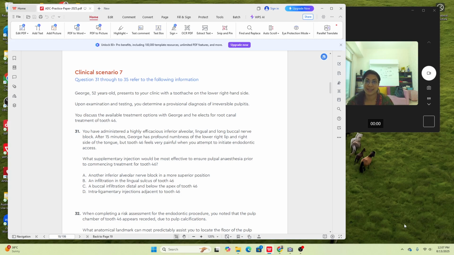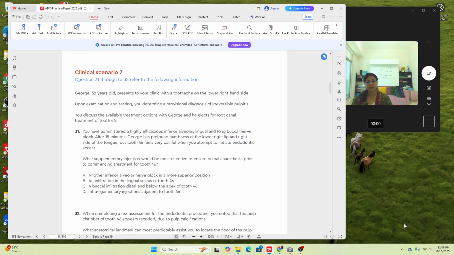That's your option D. Option A is another inferior alveolar nerve block in a more superior position. That's not the right option because your block has acted, and the key word here is profound anesthesia is achieved. So option A is out of question. If there was no profound anesthesia achieved on the tongue or the lower lip, then you would have chosen to give option A, but that's not the case here. An infiltration in the lingual sulcus of tooth 4-6, no, that's not going to help you.